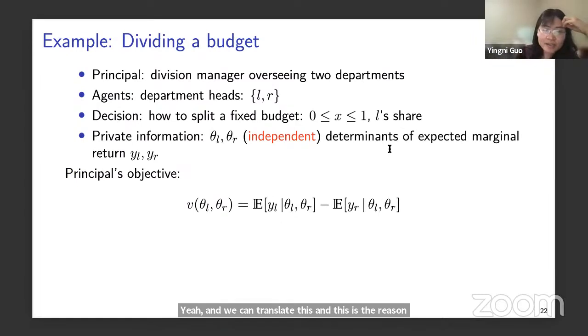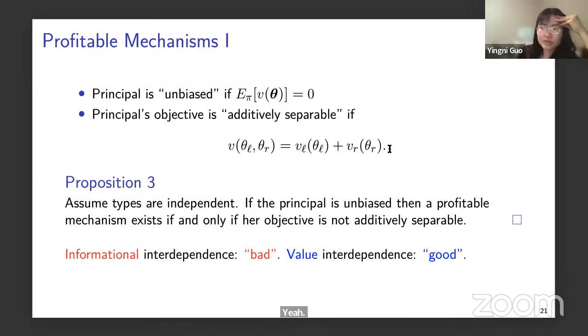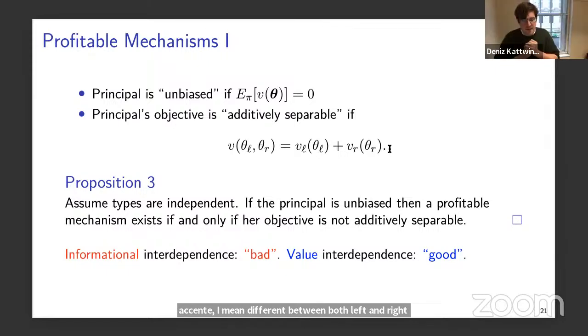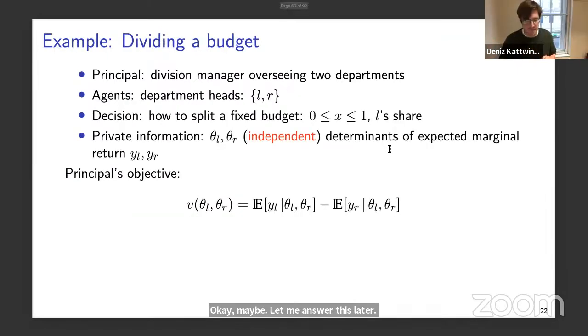Sorry, Deniz. Yes. Can you go back one slide? Why do you need this unbiased assumption? Can you give some intuition? Basically, it means that the principal is indifferent between both left and right options, right? Yes, we need this unbiased assumption because, okay, maybe let me answer this later. Let me answer this in a second. Or maybe I come back to that.